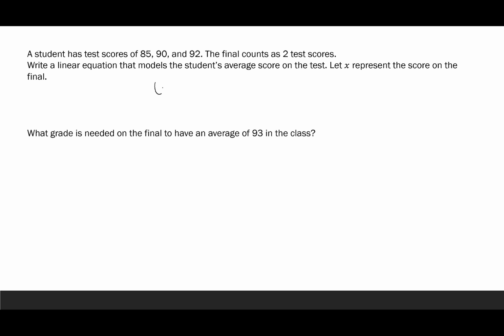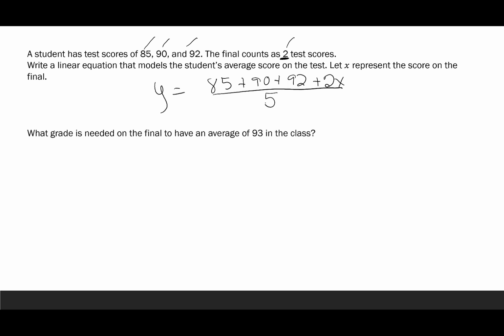So we're going to say y is equal to, well, it's our tests we had, 85, 90, and 92. And then this other one counts as 2, so we're going to do 2 times x. And then you have to think, well, what are you going to divide by? Well, you have 1, 2, 3, and this is 4, 5. So we want to divide by 5. So here's our start, as we have this nice little function.